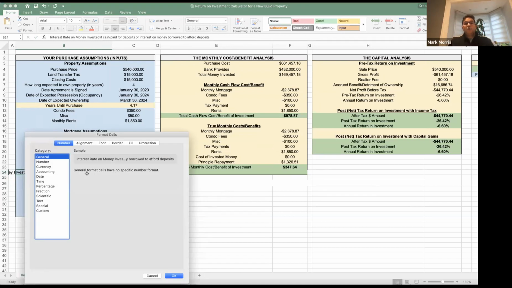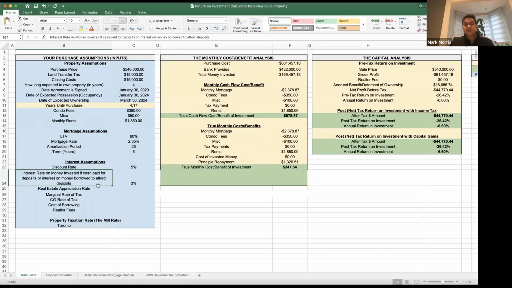Okay. So this is the interest rate on money if cash is paid for the deposits, or interest on money borrowed to afford the deposits. Hopefully that makes sense. I'm sorry, I know that's a bit much, but it's important.